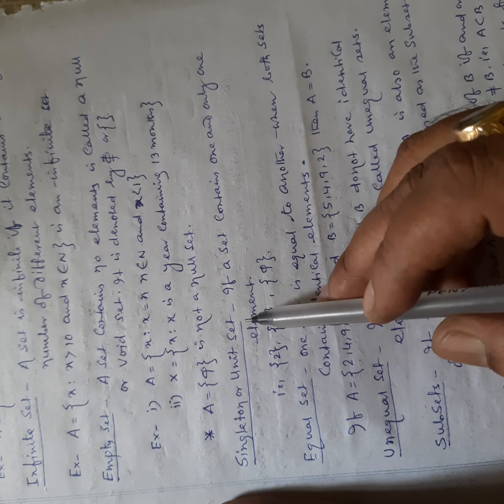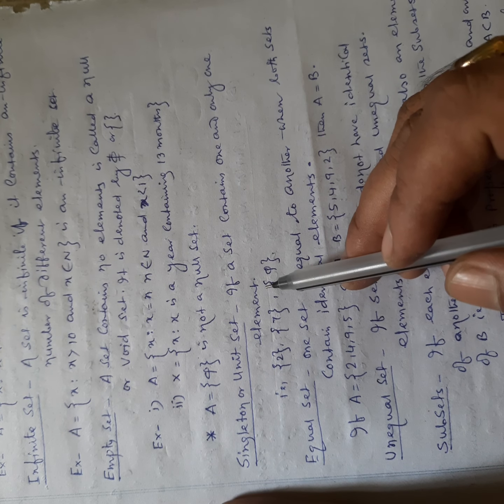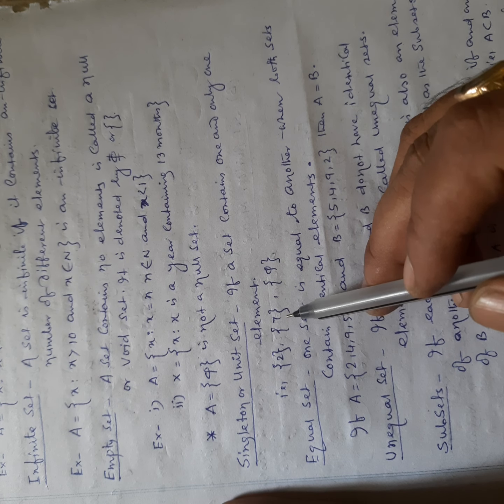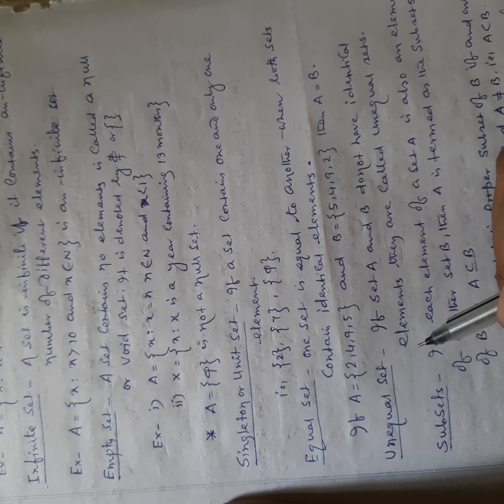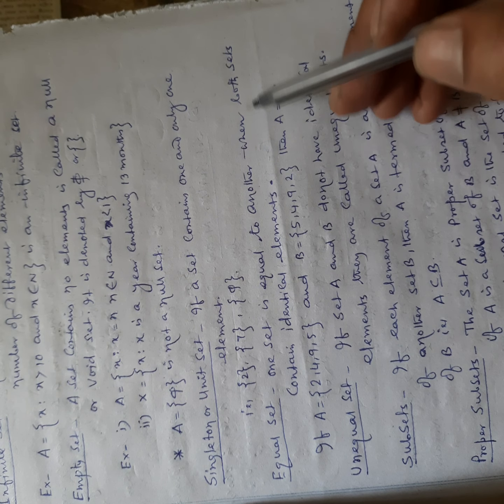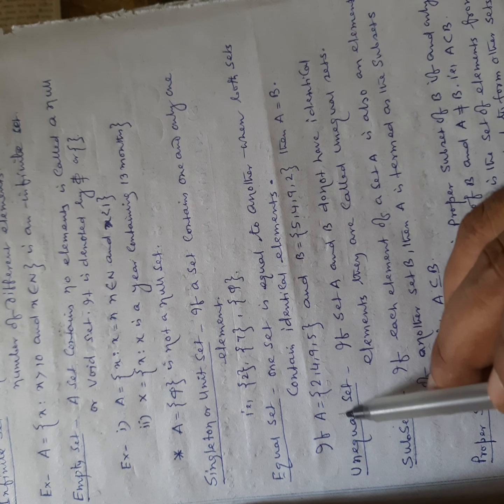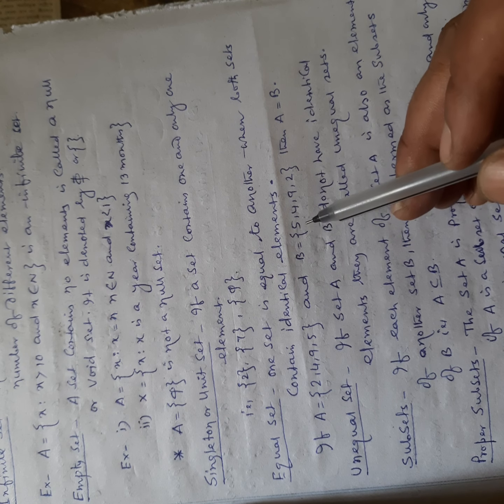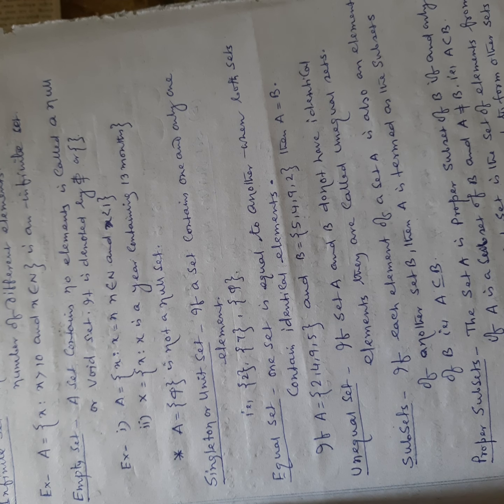Singleton or unit set. If a set contains one and only one element, that is, {true}, {7}, {5}, etc. Equal sets. One set is equal to another when both sets contain identical elements. If A equals {2, 4, 9, 5} and B equals {5, 4, 9, 2}, then set A equals set B.